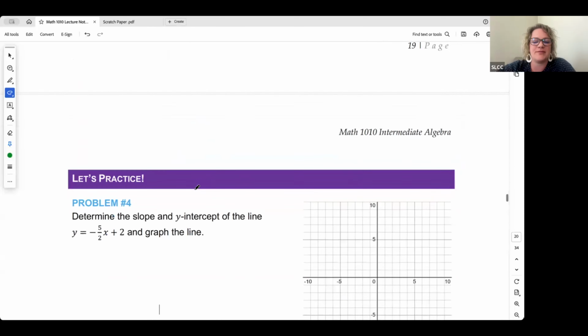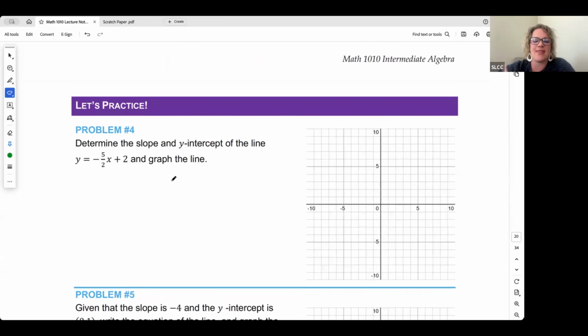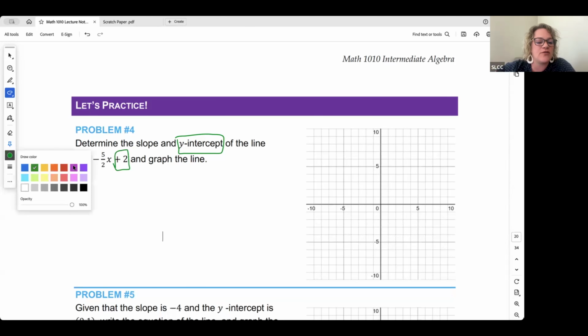Let's try a couple of problems. Determine the slope and the y-intercept and then graph the line. So we're looking for the y-intercept. Where will it cross the y-axis? And that will be positive 2. Then we're looking for the slope. How do we move? And that would be down 5 and to the right 2.